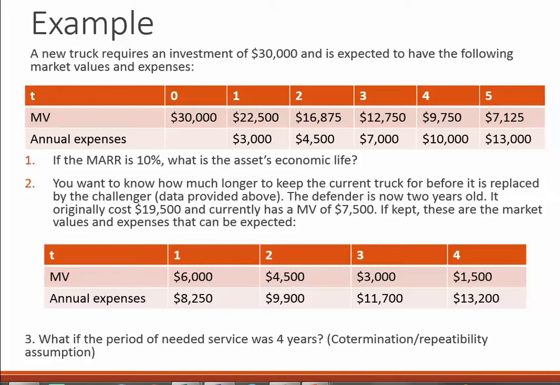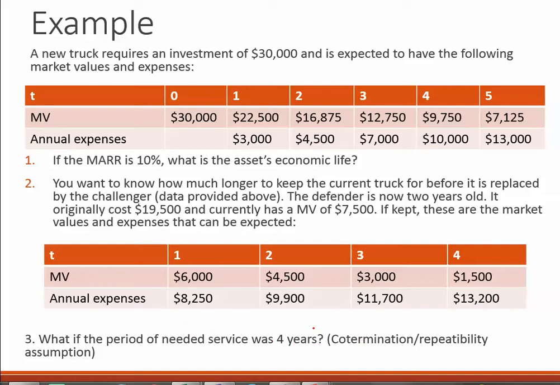Next, it says, if you want to know how much longer to keep the current truck for before it is replaced by the Challenger, the data was provided above. The Defender is now 2 years old. It originally cost $19,500 and currently has a market value of $7,500. If kept, these are the market values and expenses that can be expected. So here we have these. Now the third, we answered that already. Now here's the new question. What if the period of needed service was 4 years?